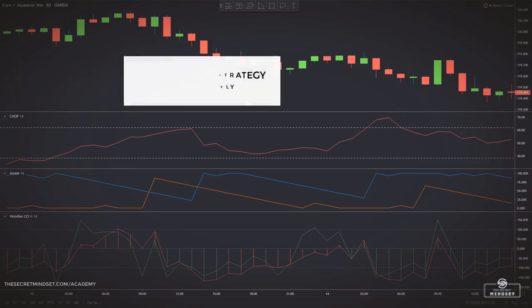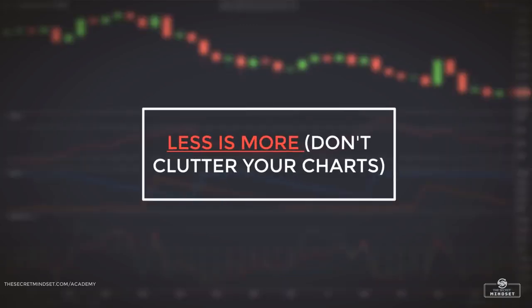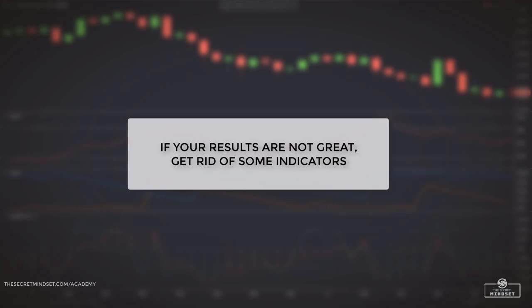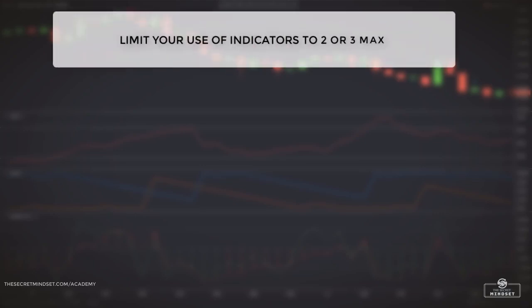I suffered from the same problem. We all did. You don't need to clutter your charts. Less is more. You might still have a strong belief that each indicator you put on your chart serves an essential role, and you cannot trade without all of them. You don't need to transform yourself into a price action trader, but if your results are not great, get rid of some indicators. You'll see that your mind will be more active and you'll start to analyze price movement from a different perspective. So limit your use of indicators to 2 or 3 maximum, preferably 2.